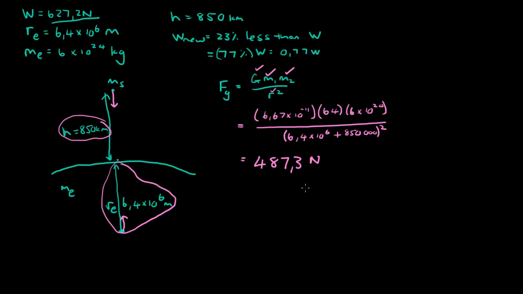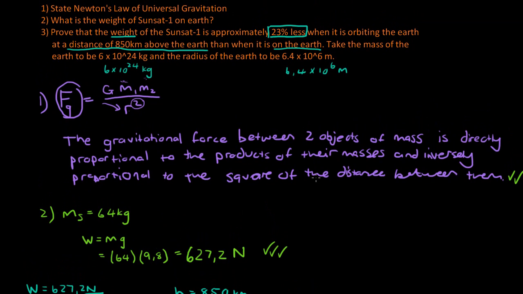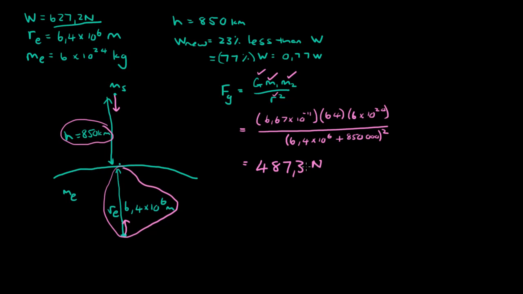Okay, and what did we have to prove? Well, we knew that on the surface of the Earth, the weight was 627.2. Now we've worked out the weight, the force of gravity, at 850 kilometers above the surface of the Earth, and that's 487.3. And let's just go back to the question. The question said, prove the weight of the Sunsat is approximately 23% less when it's that high up, when it's 850 kilometers up above the surface of the Earth.